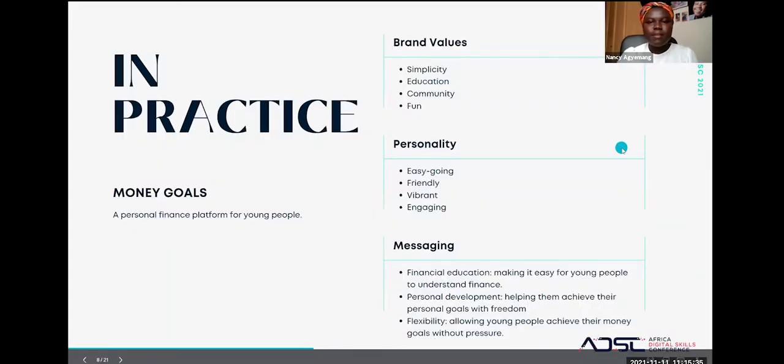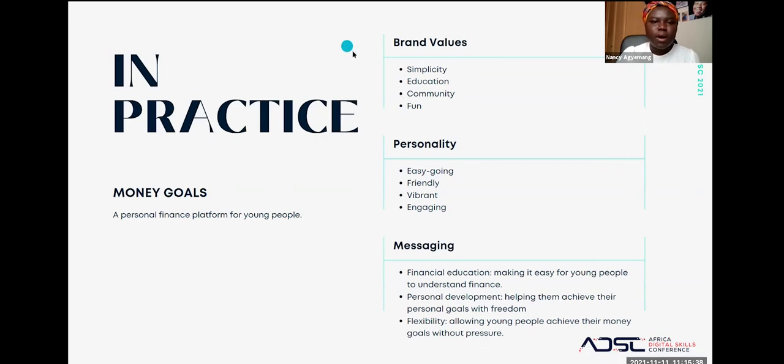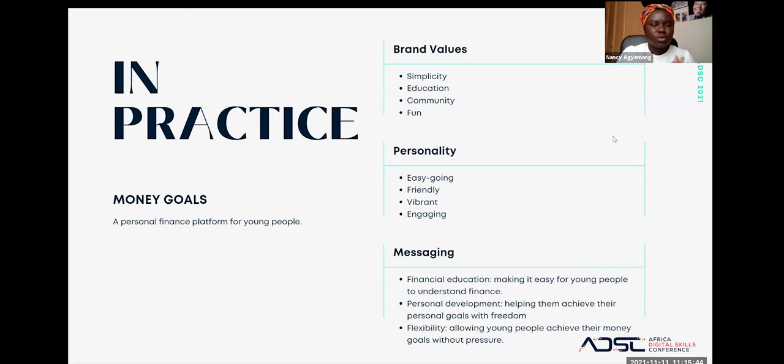So in the same light, we also have to talk about the brand values of Money Goals. We are still using a fictive company to define what we are doing. So the brand value for Money Goals is simplicity, because we want to make it as simple as possible for young people to understand, because we know how finance can be. Too much numbers, too much data. So it becomes boring, and people, especially young people, don't really want to associate themselves with it. They don't want to even talk to any finance person. So all these things can come up when you do more research.